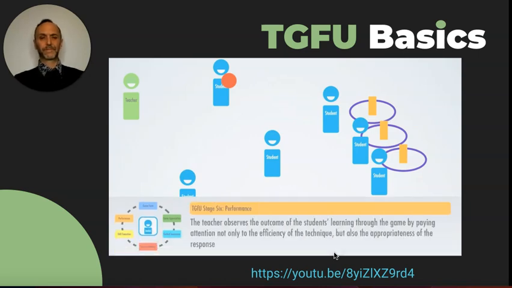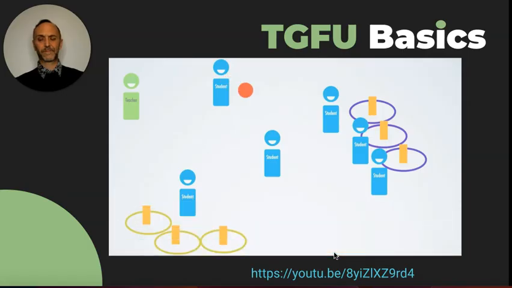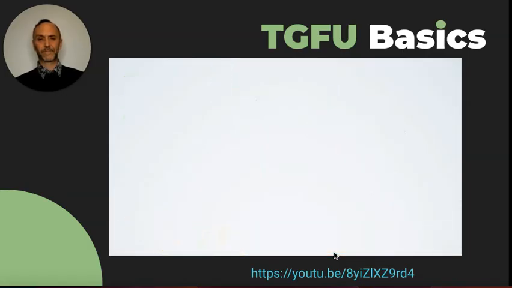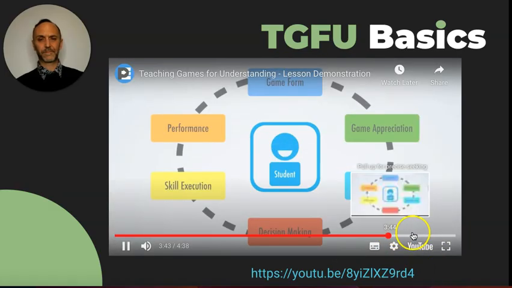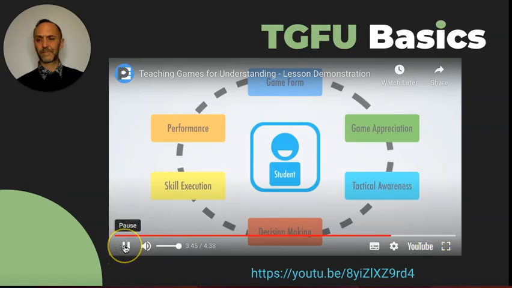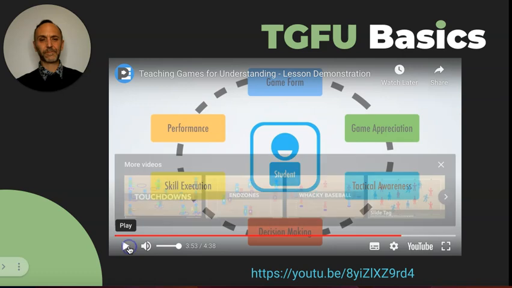In stage 6, which is performance, the teacher wants to make observations on their class and take note not only of the efficiency of the student's technique, but also the appropriateness of the response throughout gameplay. Based on the student's performance, the teacher may then decide to select a new game form, and the cycle of TGFU begins again. It is important to remember that all modifications to the game form that the teacher makes need to be based around the observations that he or she is making on their students' performance.